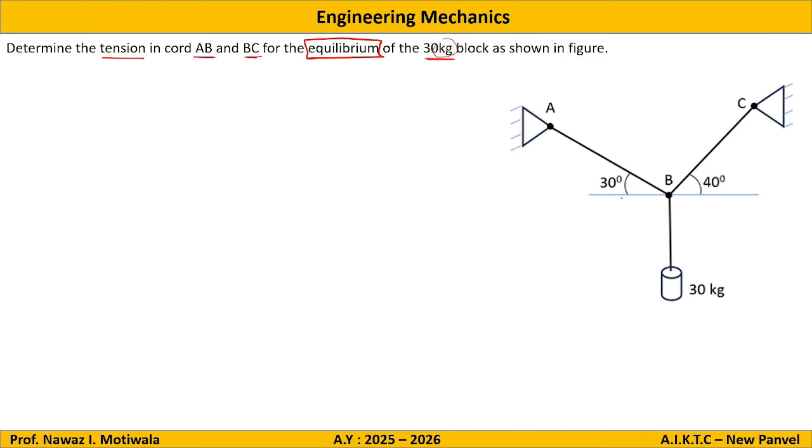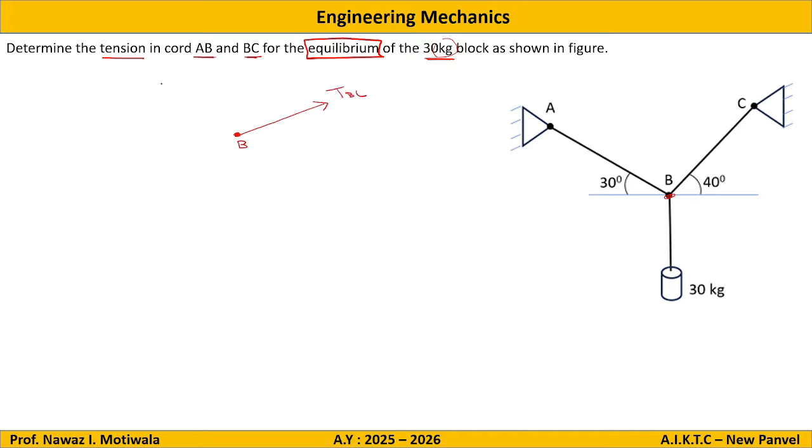30 kg block as shown in the figure. Now if you observe, this 30 kg block is acting on point B. So let us say I will draw a free body diagram of point B. So this is point B. For the free body diagram, what we do is first show applied forces. There is no applied force at point B. Then tension in the strings. So there is one string here. Let us assume this as tension in string BC.